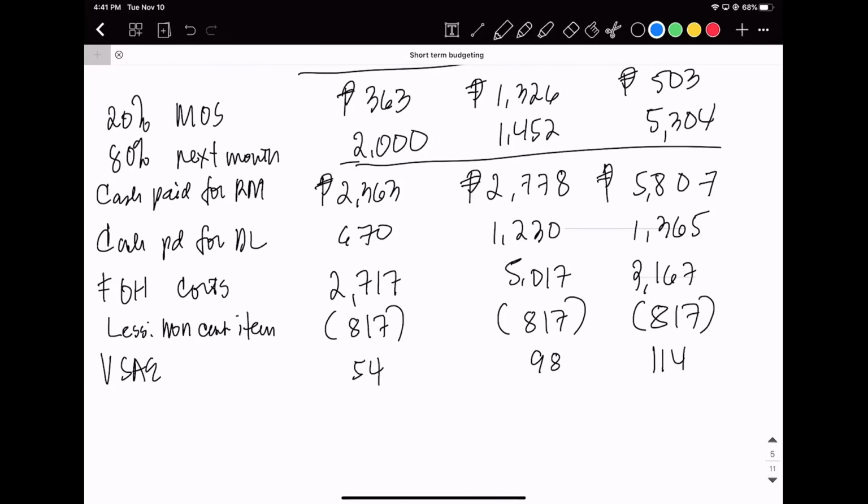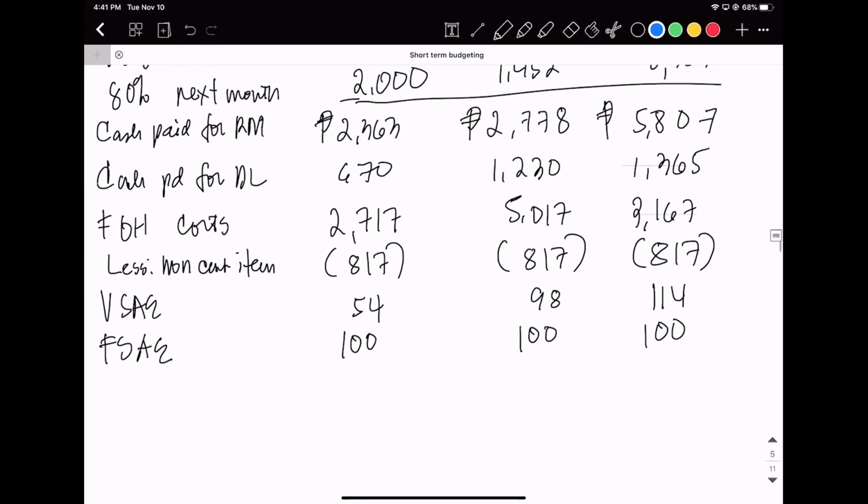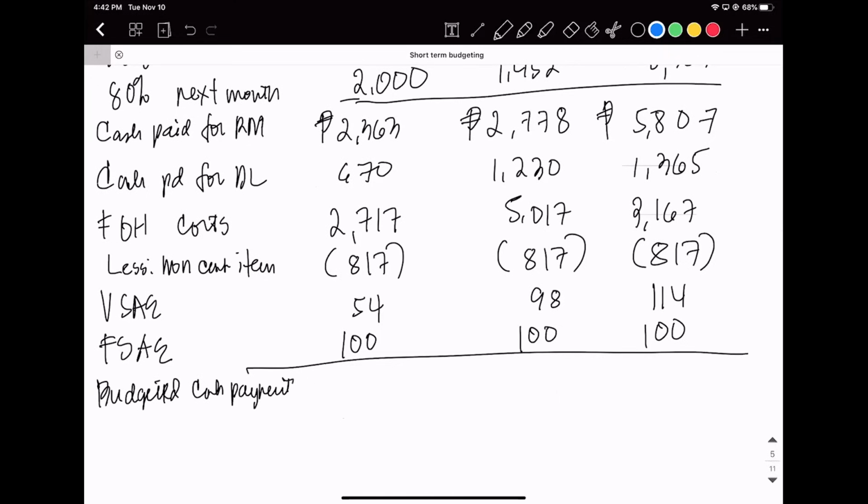Ayan. Fixed selling and admin expense. Ano sabi? Paid as incurred, no? So, yung 100 to di ba? Okay, so we're almost done. So, ito na po yung budgeted cash payments. Cash payments. Okay, if you have questions, sabihin na, no?